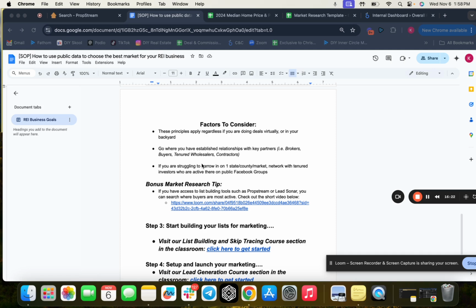And then also it's going to give you someone who's a trusted advisor, maybe local boots on the ground, somebody that can help you learn the market a lot faster and then be a value-added resource to do deals. So always go where you have established relationships and get their take and see if they're bought into helping you. And then if you're struggling to narrow down in any one state, county, or market, always just go down and network with investors who are active. And you can just join public Facebook groups, just ask questions, engage, see what people are saying about that market, and see if you think it's a good fit for your business model.